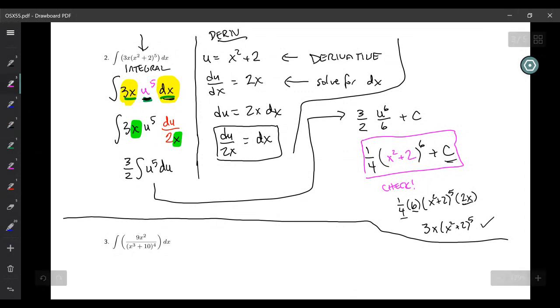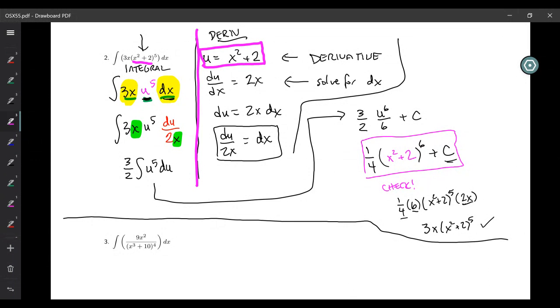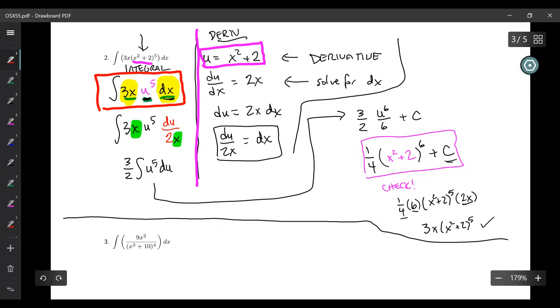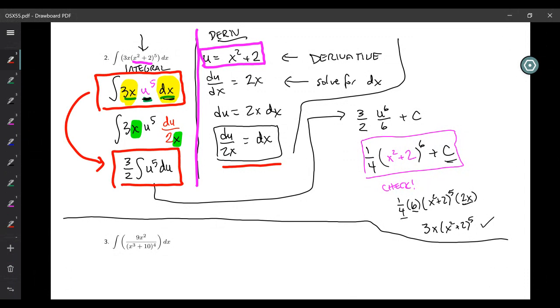Right. So again, the steps. This first thing is for a u, usually in a parentheses. You've got your derivative column, you've got your integral column. You want to make sure that your integral has just one variable, right? We have too many variables in this case. So by working with the derivative column, I converted the integral from terms of x's to terms of u.